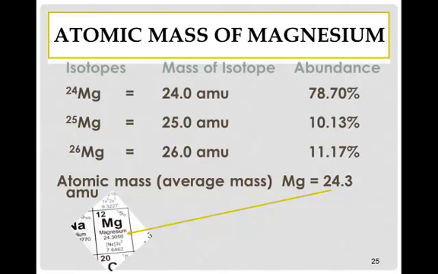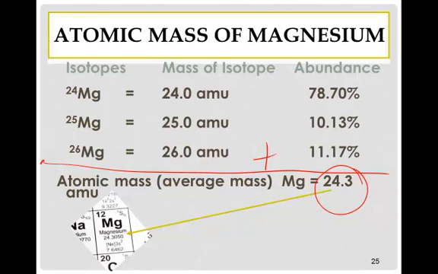An example would be taking our masses of magnesium. Looking at magnesium 24, here's my 24 as my mass. I would multiply it by my percent abundance, do that for each one, and then add them all up, and that amount would be 24.3. And that's the same thing that's on the periodic table.